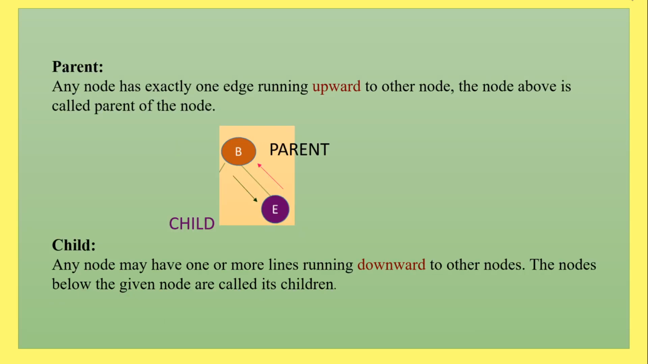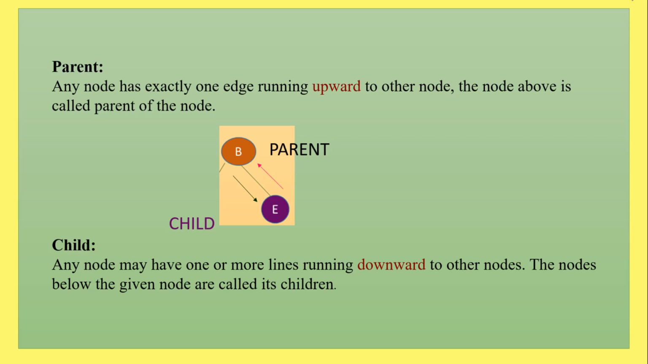What is a parent node and what is a child node? Consider a diagram. If the edge is running downwards, then that node is called a child. If an edge is running upwards to any other node, then it is called a parent node. The node below the given node is called a child, and the node above the given node is called a parent. If you observe the diagram, I have represented it with arrow directions from E to B. B is the parent of E.